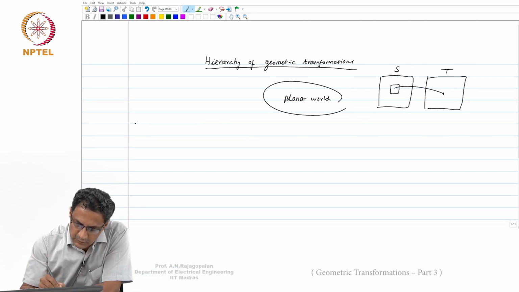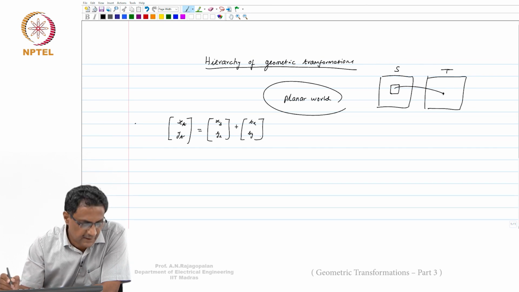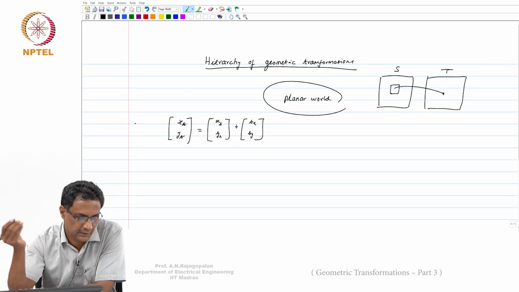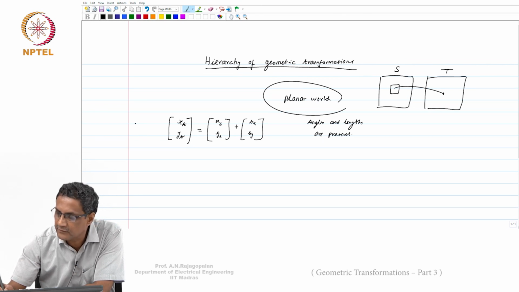The first one is what I will call translation: xt, yt is equal to xs, ys plus tx, ty. This was the one that we saw yesterday. This is one of the simplest. And what does it keep intact in terms of image features? Angles and lengths are preserved, they remain intact.